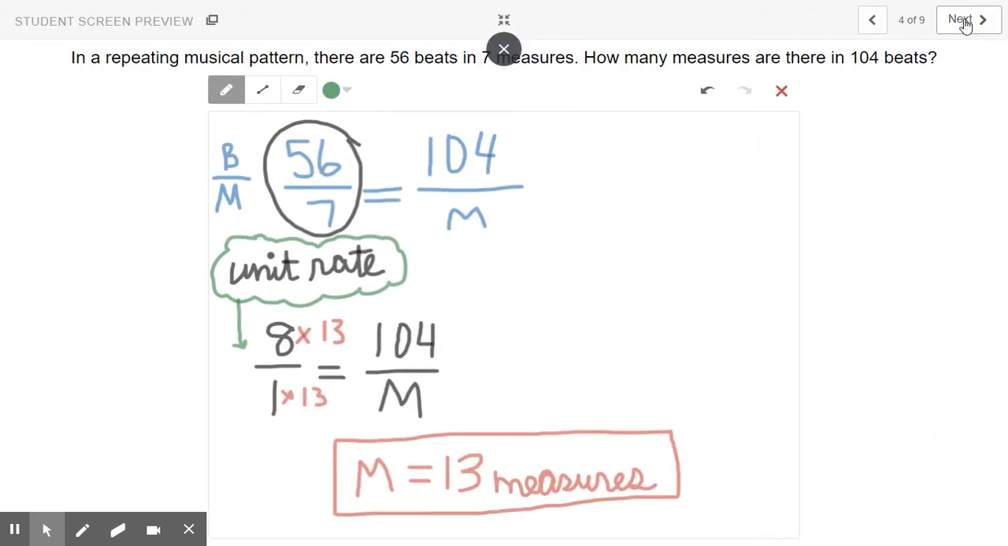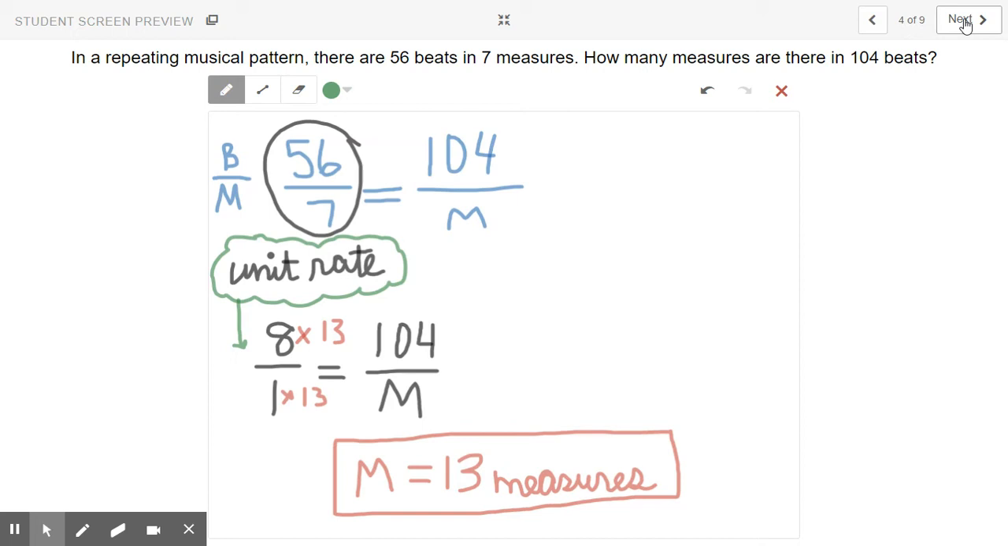Now let's practice some problems. In a repeating musical pattern, there are 56 beats and 7 measures. How many measures are there in 104 beats? So we're comparing beats to measures, so I wrote B over M, 56 beats to 7 measures. Since the question's asking how many in 104 beats, that stays on top with the beats, and I put the variable M for measures. I realized 56 times nothing that I could think of equals 104, so I had to find the unit rate of 56 over 7.